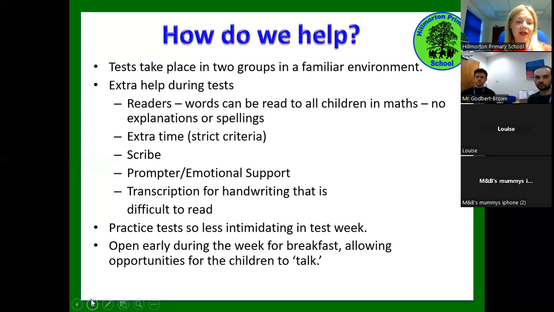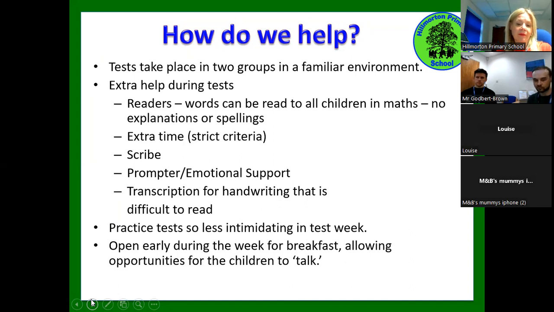As Mr. GB said, they have done loads of tests. They're so used to answering these questions. Actually, it's just another one when they come to test week. It's not particularly intimidating. They're not facing these questions for the first time. They'll have seen lots of similar questions.